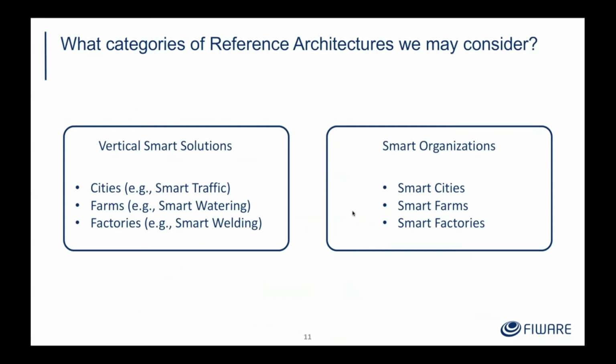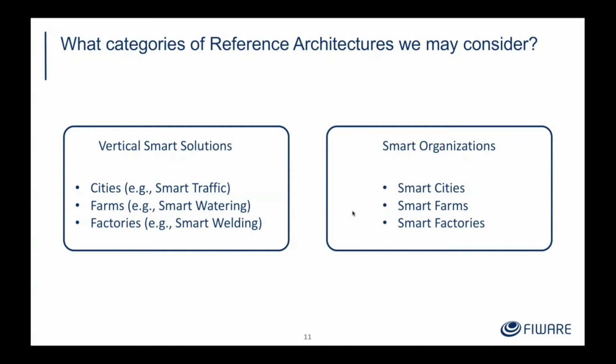And with this, what categories of reference architecture may we consider? We may consider architectures for vertical smart solutions. As an example, what would be a smart welding solution for a factory, or a smart watering solution in a farm. But we also have to think about reference architectures for smart organizations, covering the needs of whole organizations as a whole.